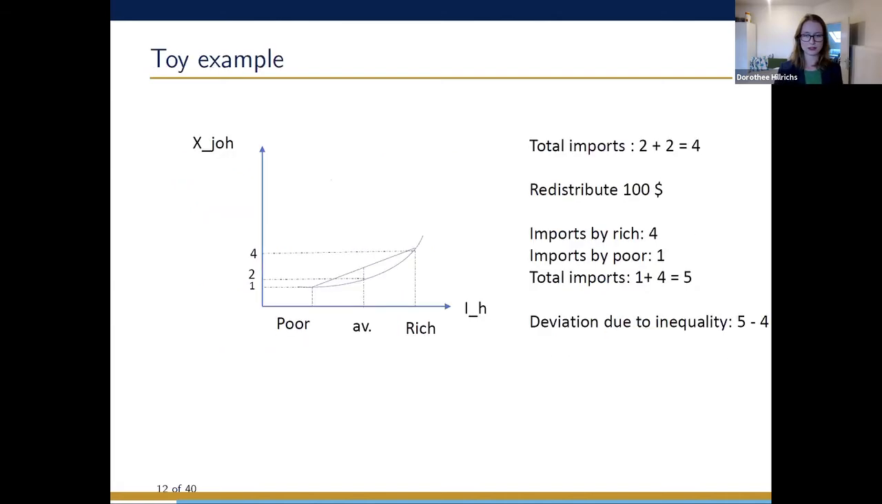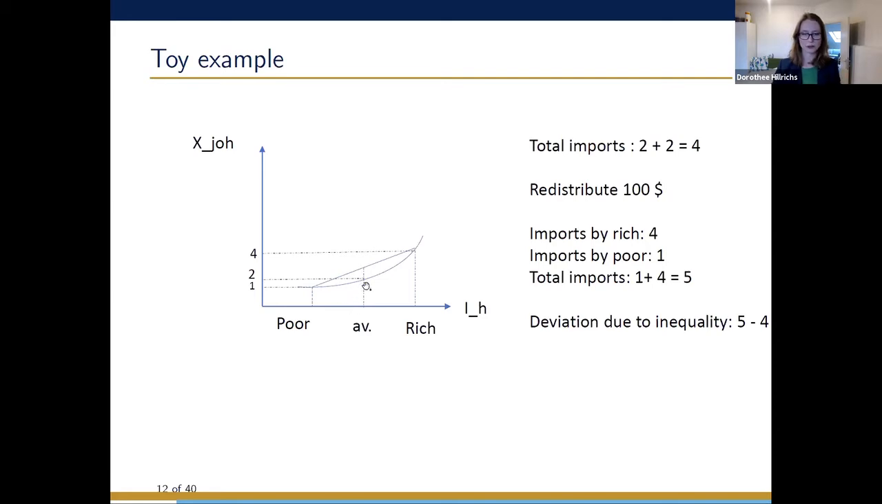So to illustrate this logic a little bit, suppose we start at a level where everyone has average income, and then we import as a country 4 bottles of wine, let's say. But now we start redistributing income and create some inequality. So we create a group that is rich and we create a group that is poor. The rich will start importing just by themselves 4 bottles of wine, and the poor will only consume 1 bottle of wine. In total, this makes 5 bottles of wine.